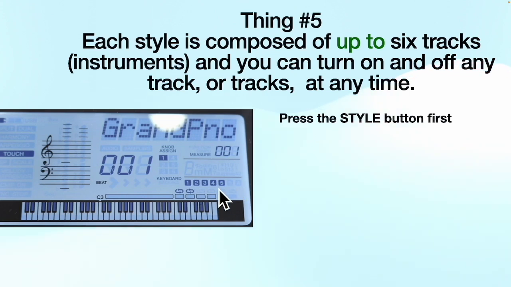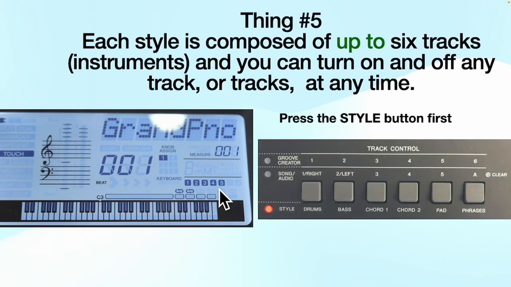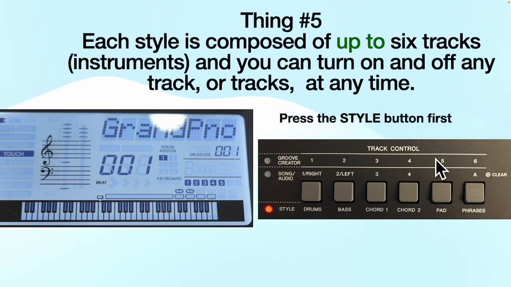Now, how do you turn on and turn off the tracks? Simple. You use the track control section, and this is right below your screen, between your screen and your keys. Now, when you press the style button, you should see this little light turn on, indicating that you have selected styles. So now these 6 buttons, 1, 2, 3, 4, 5, 6, are controlling the tracks in the style.